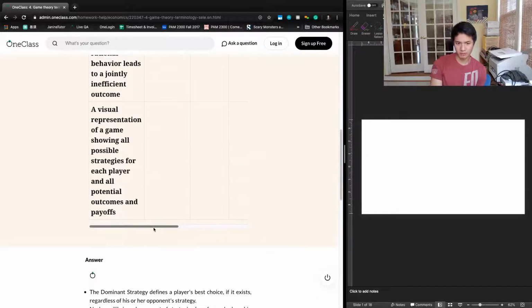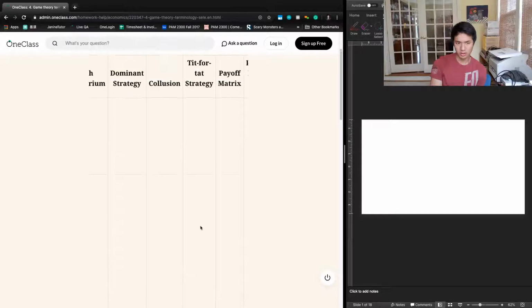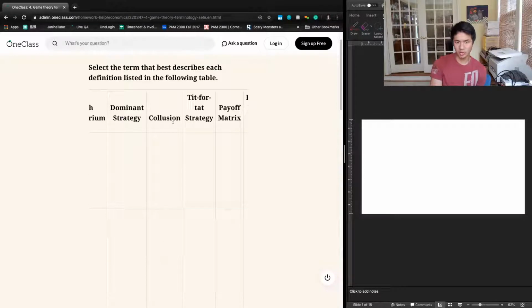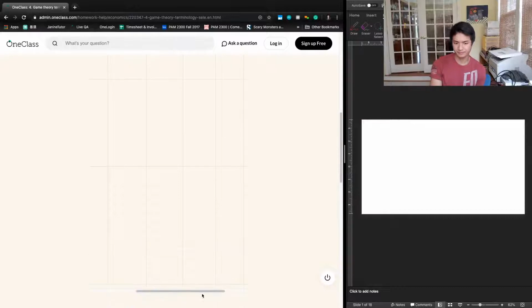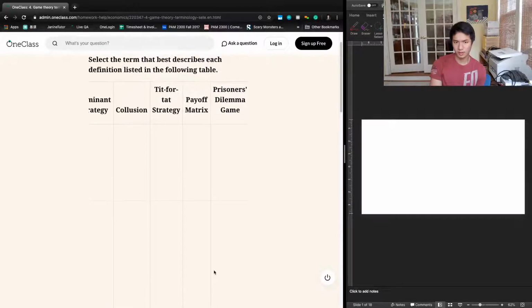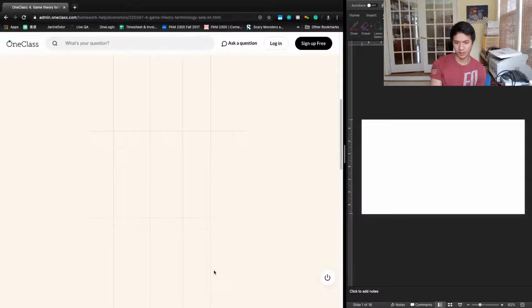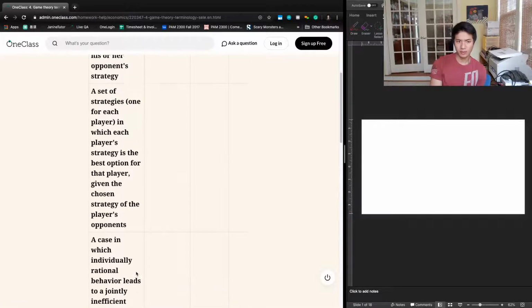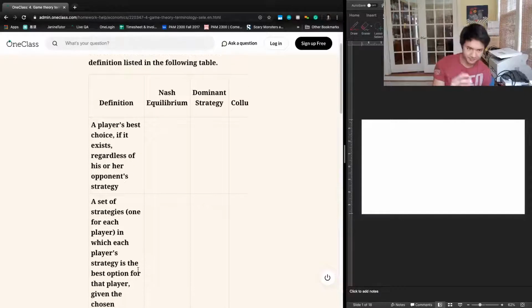Is there a scroll bar? Yep. Nash equilibrium, dominant strategy, collusion, tit for tat strategy, payoff matrix, and prisoner's dilemma game. I don't think there's any more. Yeah, okay. And then the 4 definitions we have listed here. So let's take a look at the first one.